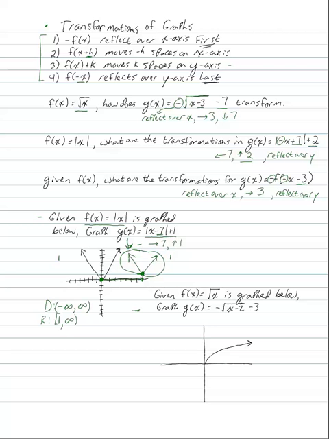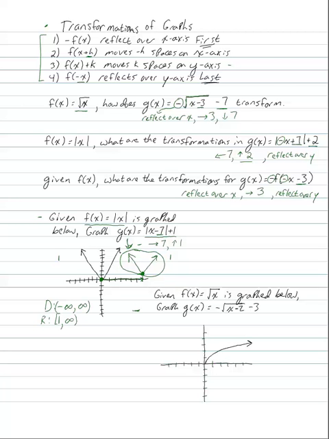Okay, so let's try the next one. Given that f of x equals square root of x, that's graphed below. Graph g of x equals negative square root of x minus 2 minus 3. I guess I should have put in some tally marks in here. We'll only put in 5 since we're not going over 5 anywhere. So we're given the graph of square root of x. That's the graph that's already drawn. Now I want to graph my g of x from this.